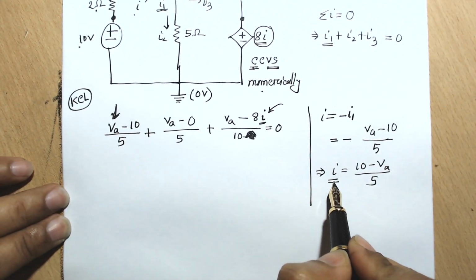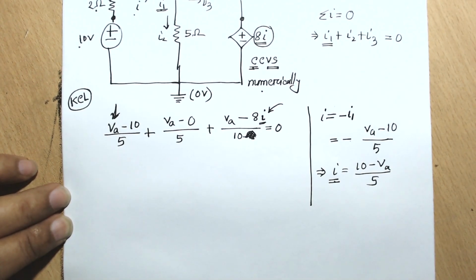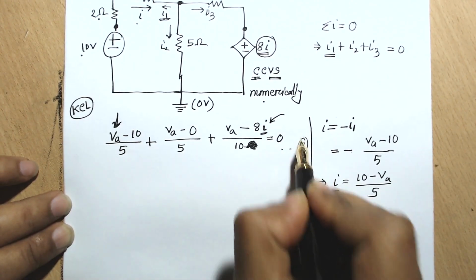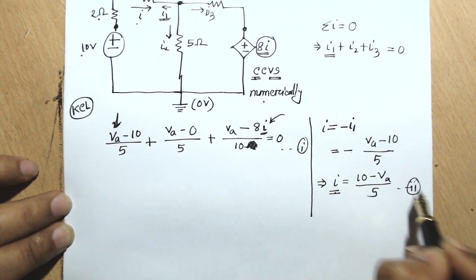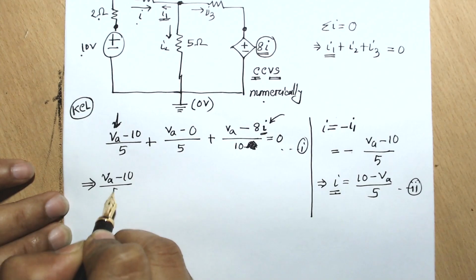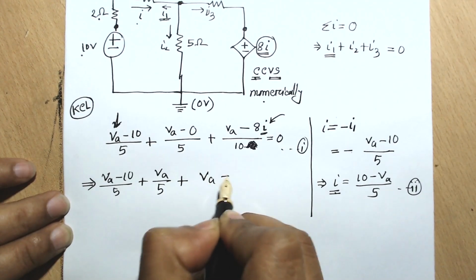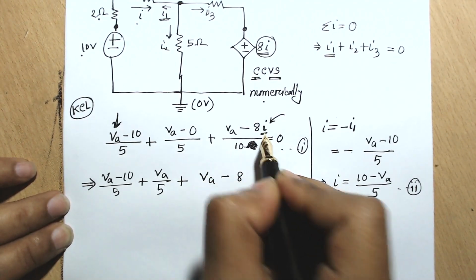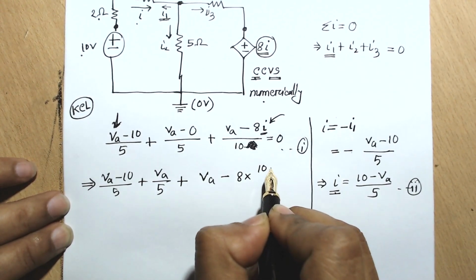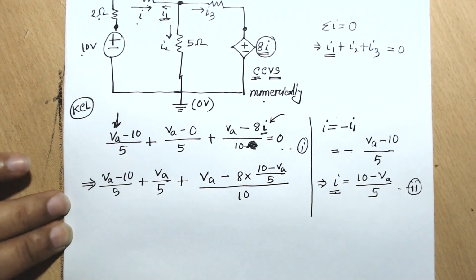So I can put the value of I in this equation, or you may use any other technique, solving it by calculators or other ways. But I would like to substitute the value of I in our previous equation number 1. Let us call this equation number 2. So now the new equation will become VA minus 10 divided by 5, plus VA divided by 5, plus VA minus 8 times I. And we know that the value of I is 10 minus VA divided by 5. So we can write 8 into 10 minus VA divided by 5 in place of I, all divided by 10.